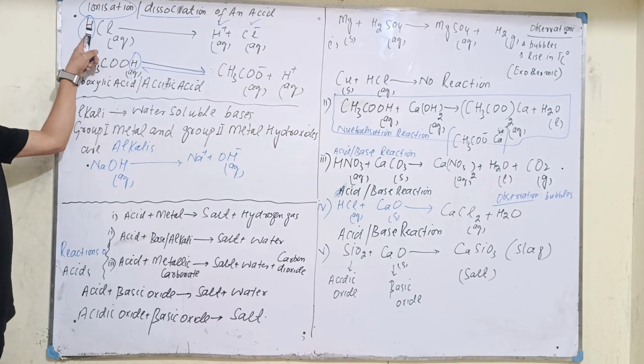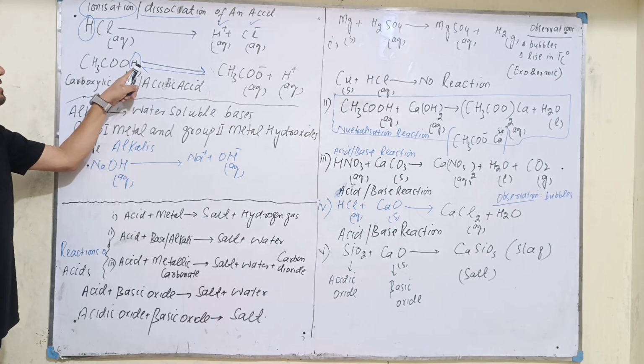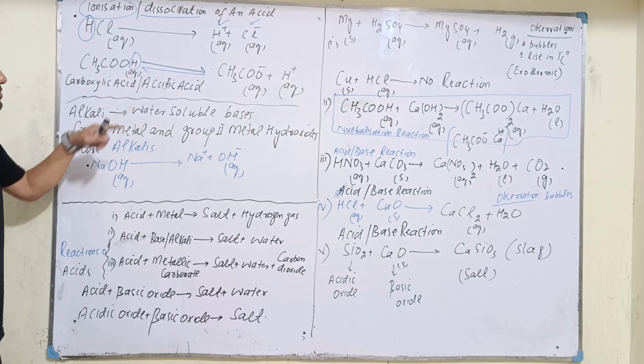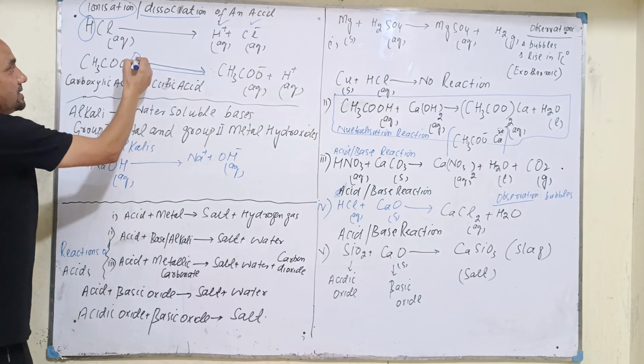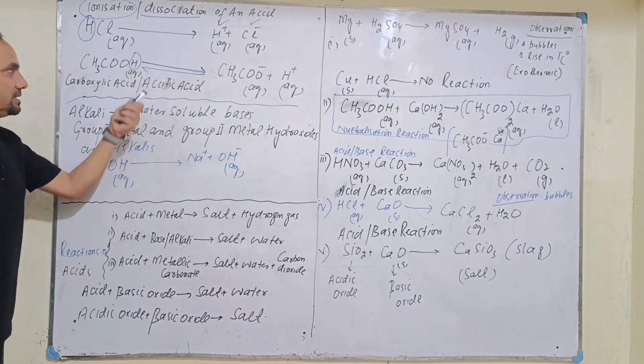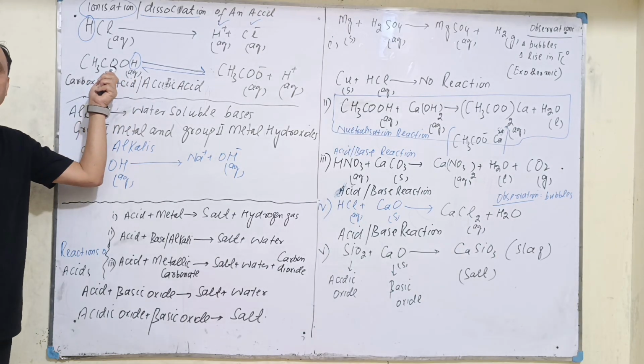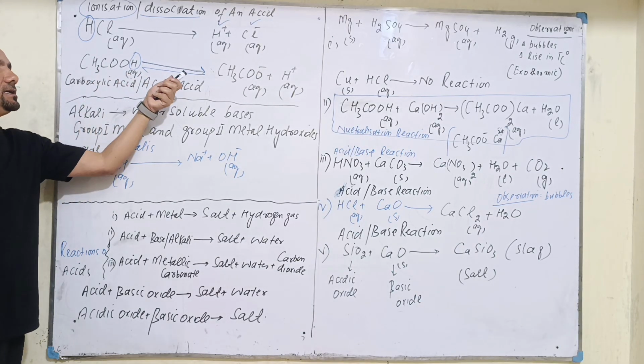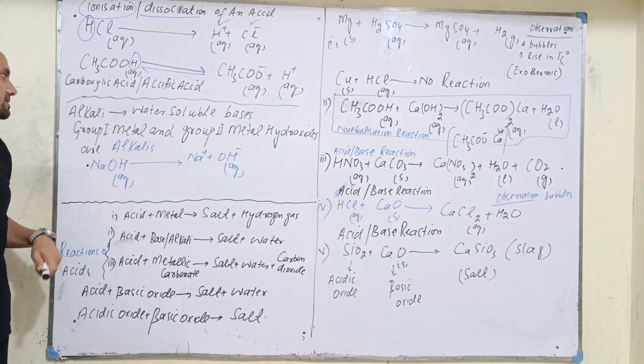In HCl, hydrogen is at the first. In organic acid, we are talking about the last hydrogen. Okay, so this is the difference, and we are using two arrows. It means it's a very weak acid. The reaction is reversible. It can be easily reversed.